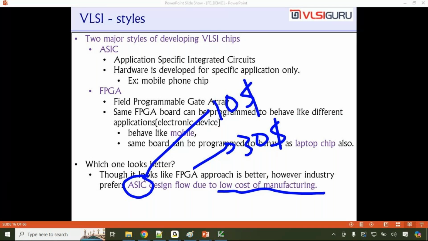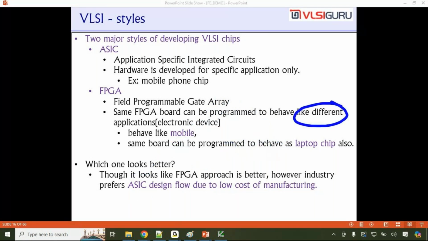Then you may say it can be used for different requirements, right? Then why don't we use FPGA? But the problem is, let's say I purchased a television. In a TV, there is one chip that has been put in, right? Assuming that it's an FPGA chip, can I take that out? Will I ever take it out from a laptop or TV and use it for something else? No, right? So that is the reason.